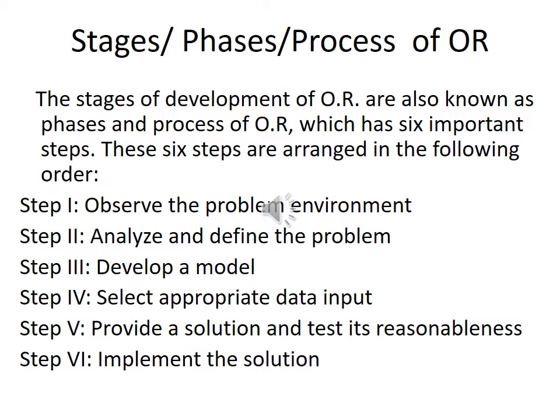So now we are starting to learn about the stages, phases and the process of operation research. The phases, process or stages of operation research are six. First is to observe the problem. Observe the problem environment. Then analyze the problem and define it. Then you have to develop the model. For developing the model, you have to define the problem.